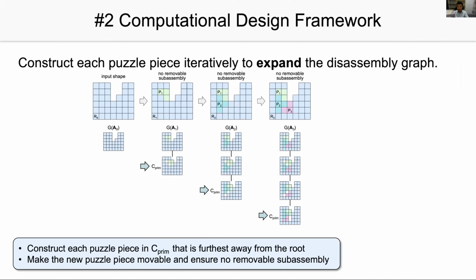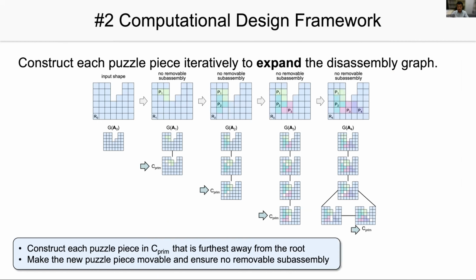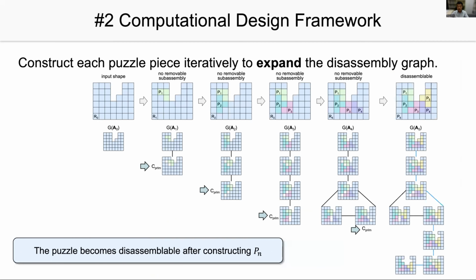We iterate this puzzle piece construction process until the second last puzzle piece is constructed. When we construct the last puzzle piece, we aim to make the resulting puzzle disassemblable and interlocking. By this, we ensure that the resulting puzzle is disassemblable and has a large disassembly graph, which is necessary for achieving a high level of difficulty.